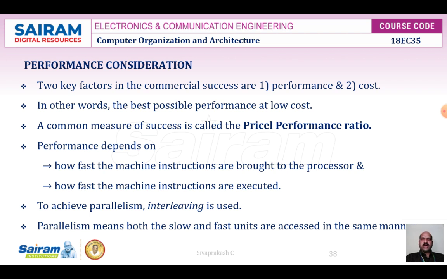The performance of cache memory is frequently measured in terms of a quantity called the hit ratio. Two key parameters commercially used are the performance and the cost; in other words, the best possible performance at low cost. A common measure of success is called the price performance ratio, which depends on how fast the machine instructions are brought to the processor and how fast the machine instructions are executed.